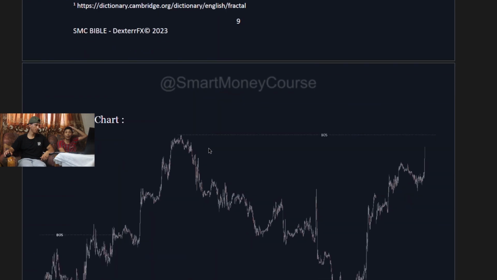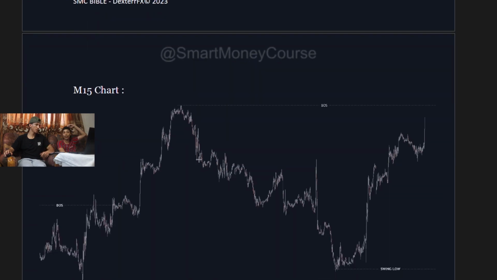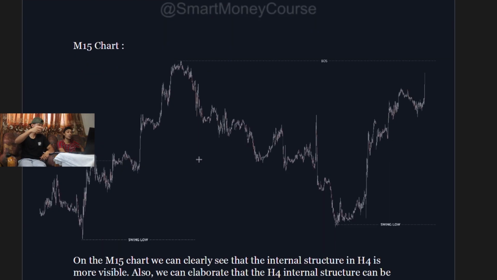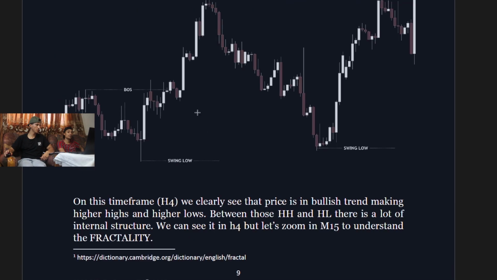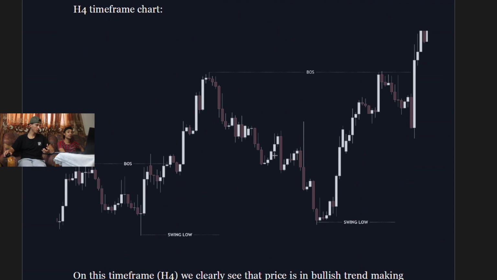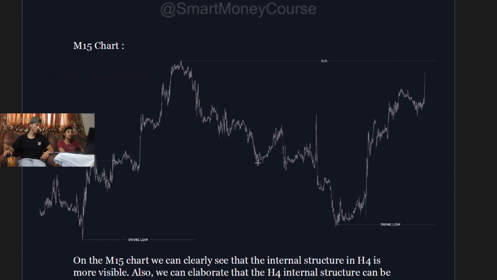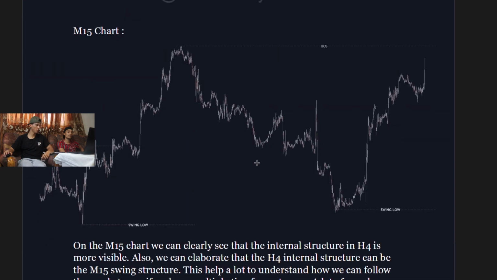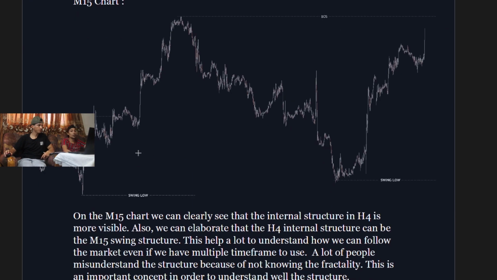So your 15-minute will probably be like your internal structure. Internal structure, yeah. 50 minutes is your internal structure of the 4 hour. So as we can see here, the 50-minute chart. This is the 4 hour, just to illustrate again, and this is the 50-minute for this specific trend. Okay. So as we can see there, on the 15-minute chart, we can clearly see that the internal structure in the 4 hour is more visible. Also, we can corroborate that the 4 hour internal structure can be the 15-minute structure.